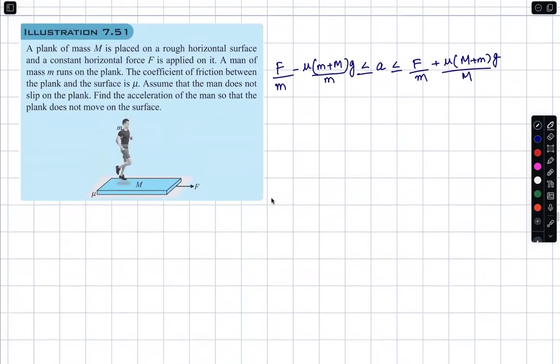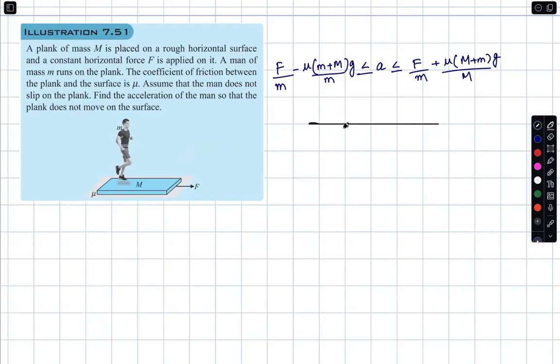Now you try this question. You have a plank of mass m placed on a rough horizontal surface and a constant horizontal force F is applied on it. A man of mass m runs on the plank. The coefficient of friction between the plank and the surface is mu. Assume that the man does not slip on the plank. Find the acceleration of the man so that the plank does not move on the surface.